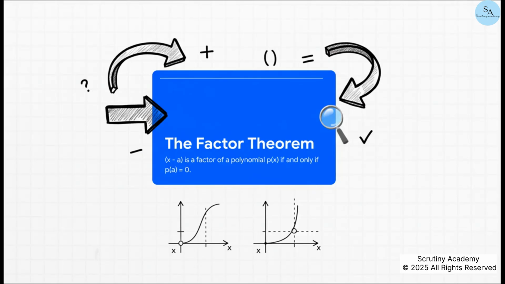The big takeaway here is that this is a two-way street. If you plug in a number and the polynomial becomes 0, then you know x minus that number is a factor. And it works in reverse. If you already know that x minus a is a factor, you can be 100% sure that plugging in a will give you 0. It's a super powerful check.